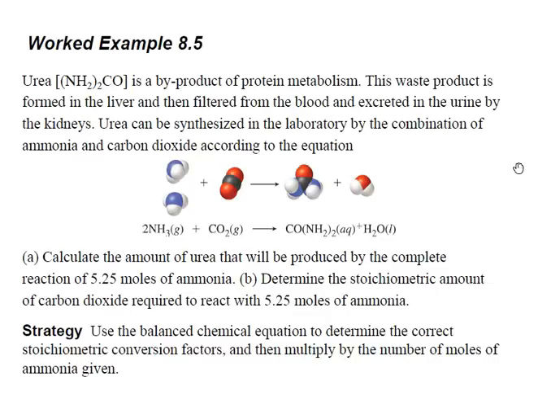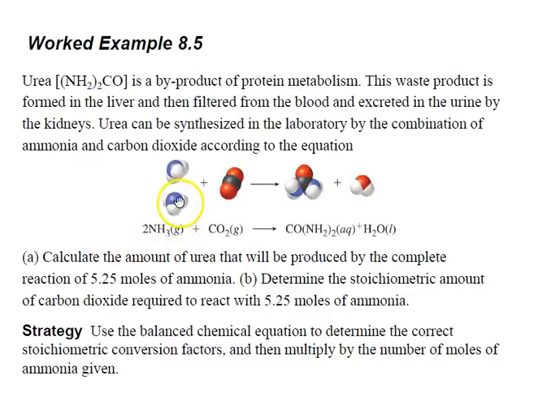Urea, which has the chemical formula of (NH2)2CO, is a byproduct of protein metabolism. This waste product is formed in the liver and then filtered from the blood and extracted in the urine by the kidneys. Urea can be synthesized in the laboratory by the combination of ammonia and carbon dioxide according to this equation. And this is showing some space-filling diagrams here.